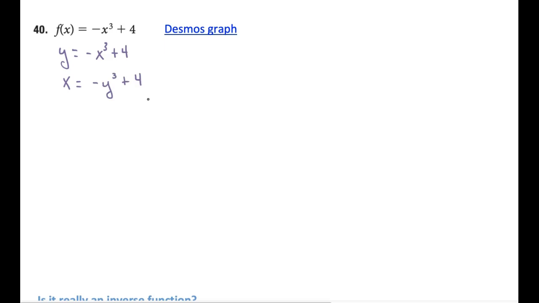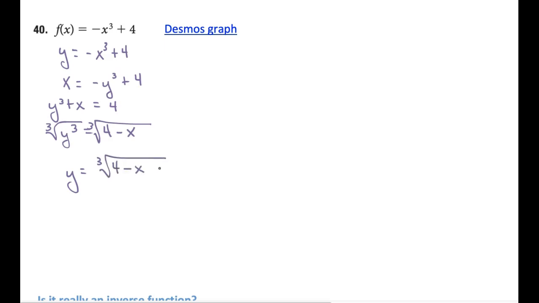Now we have to rearrange to solve for y. So I'm going to take the y to the other side. I'm going to add it to both sides, and I get y cubed plus x equals 4. So I just added y cubed to both sides. And I'm going to subtract the x now, and I get y cubed equals 4 minus x. And now I have to take the cube root of both sides to get rid of the cube. Make sure you do the cube root, or else it won't get rid of it. And I get y equals the cube root of 4 minus x.